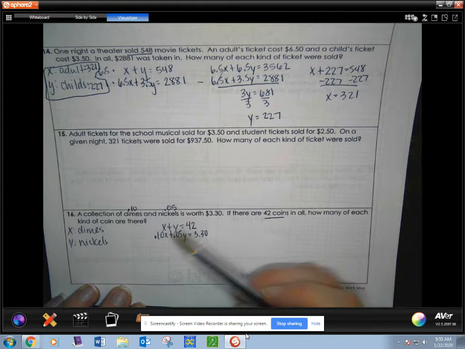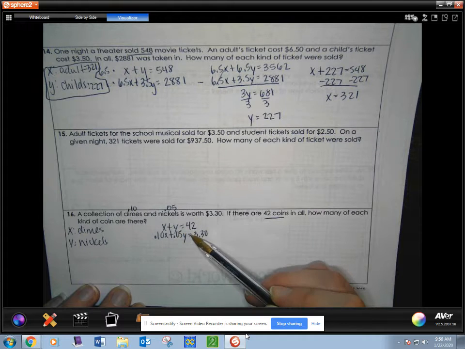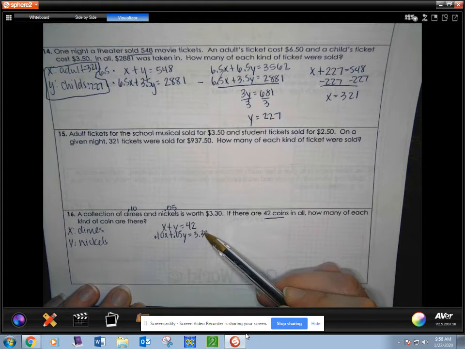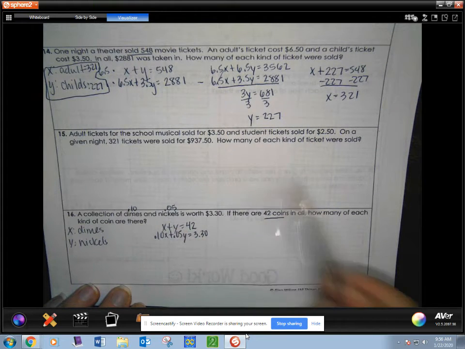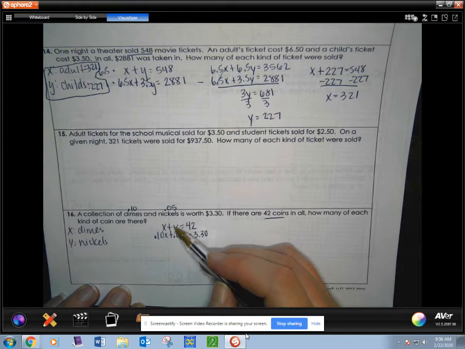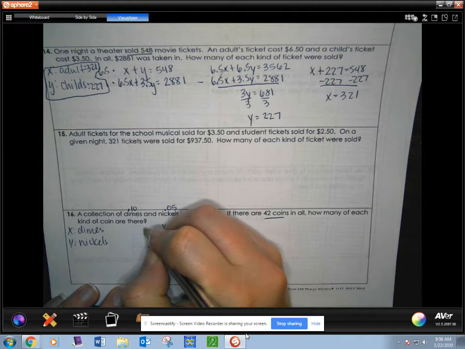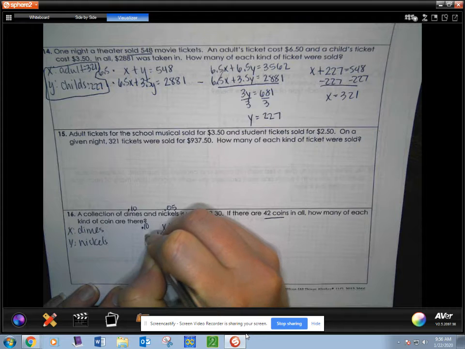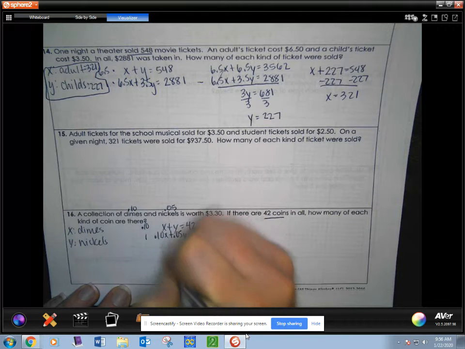Okay, again, x is above x, y is above y, equals is above equals, and your constant number is above your constant number. So this is set up for elimination. Okay, but I don't have a same number. So again, just keeping it simple, I'm going to multiply the top one by 0.10 and the bottom by 1. So I just switch the numbers.